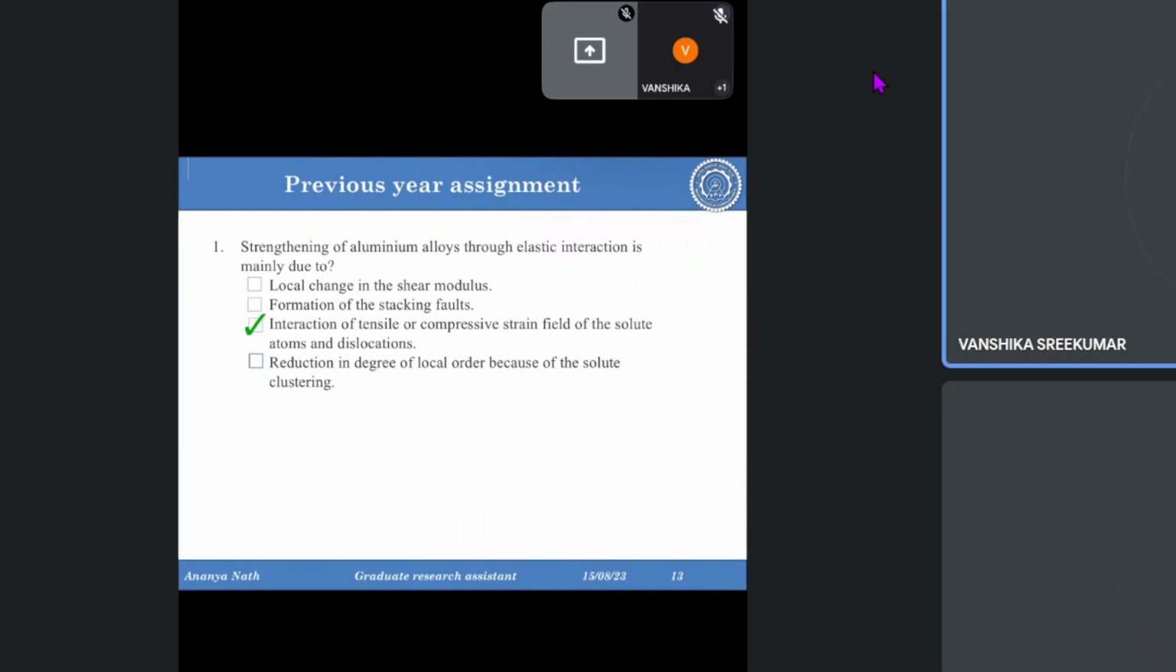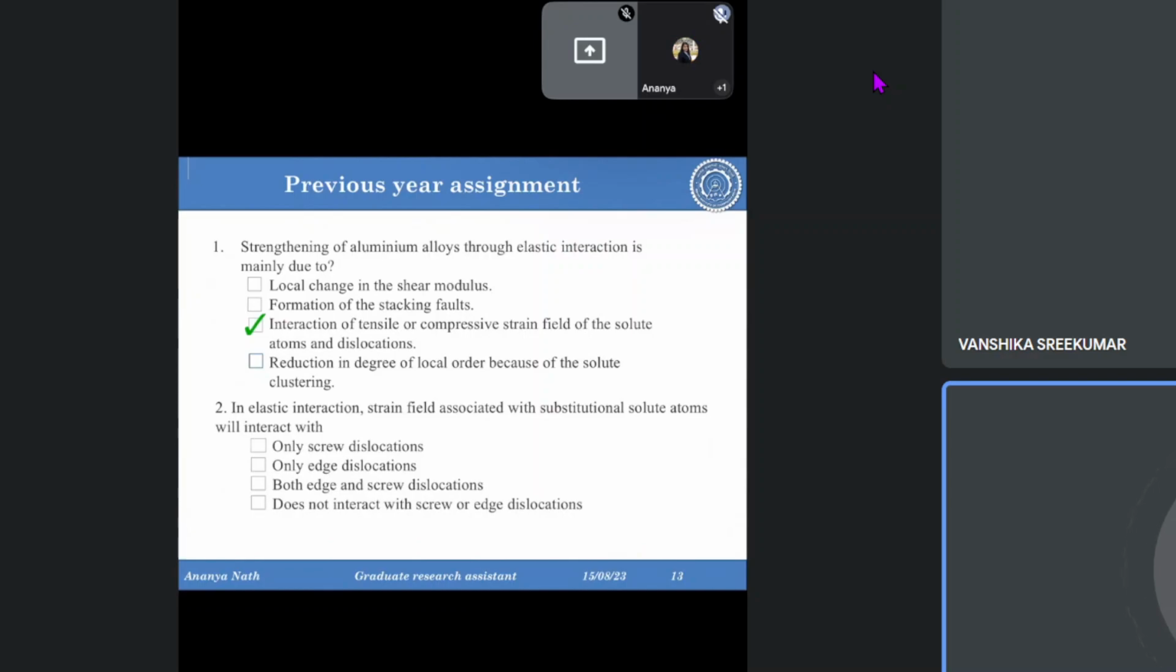Then in elastic interaction, the strain field associated with substitutional solute atoms will interact with which dislocation? I'm not very certain, it's either screw or edge. Only one, it's edge. Yeah, ma'am.